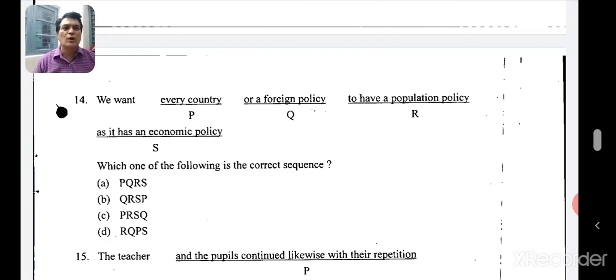Now when you say we want to have a population policy every country, it doesn't sound correct. So we want every country to have a population policy. So try and then you will feel, oh we want, or so it will not come like that. So you have to think what will come along with that particular verb. So the answer will be we want every country to have a population policy. PRSQ. So that answer is C. Let's go to the 15th one.